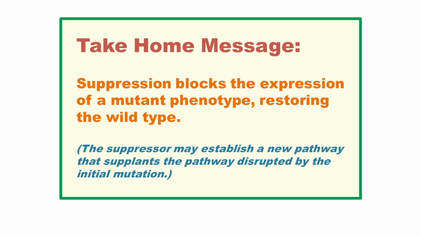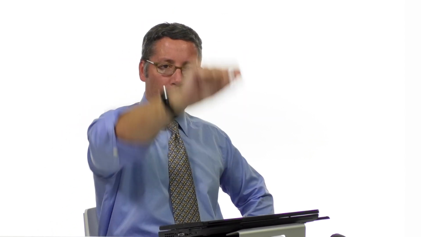So we'll say our take-home message for this is that suppression blocks the expression of a mutant phenotype, and it restores the wild type. There are many different ways, physiological ways, biochemical ways, that this can be brought about. So I only say that it warrants an italicized parenthetical addendum to the take-home message to say that this suppressor gene might establish some new pathway that supplants some part of the standard pathway that's messed up by the mutation. So it might be some additional pathway, and you create a compound that can now slot into this other biochemical pathway that's been blocked by a mutant. And if you produce something else, then things can continue on. That's one way that it can work.